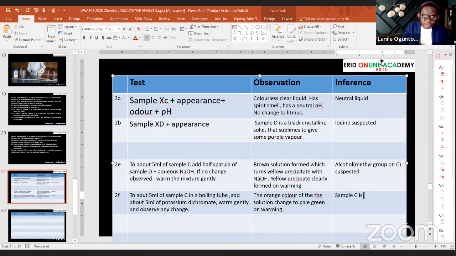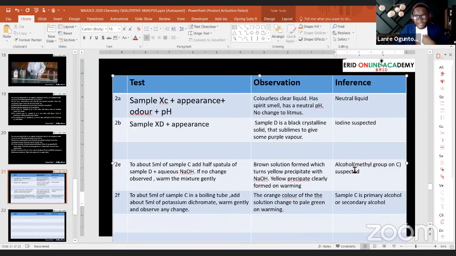Sample C is either a primary alcohol, or what? Or secondary alcohol. You cannot conclude that it is propan-2-ol, please. There is no evidence here that is strong enough for you to say it's propan-2-ol. But you can say that it's an alcohol, okay?